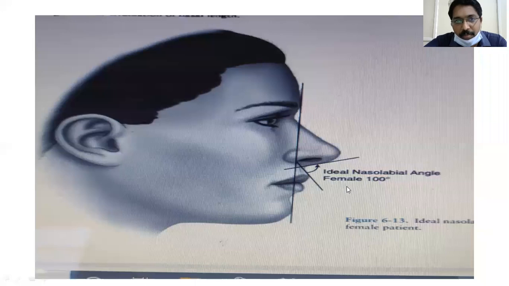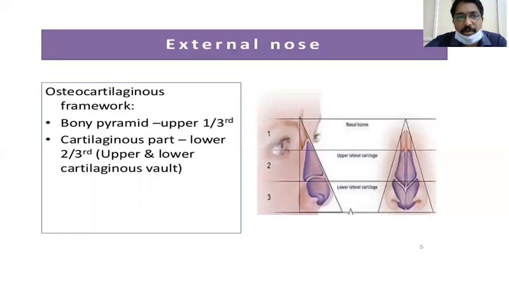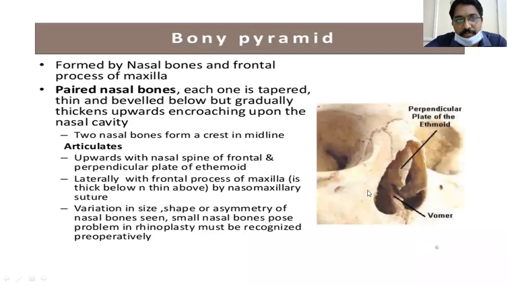Coming to the nose regarding the osteocartilaginous framework. The upper 1/3 is the bony pyramid, and the cartilaginous part is the lower 2/3. In this, the middle 1/3 is upper lateral cartilages, and the lower 1/3 is lower lateral cartilages. The bony pyramid is mainly formed by the nasal bones, and the frontal processes of the maxilla. These are called nasal bones, and frontal processes of the maxilla.